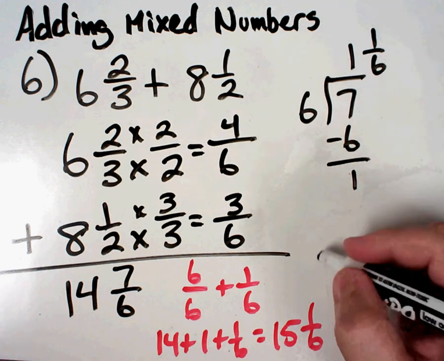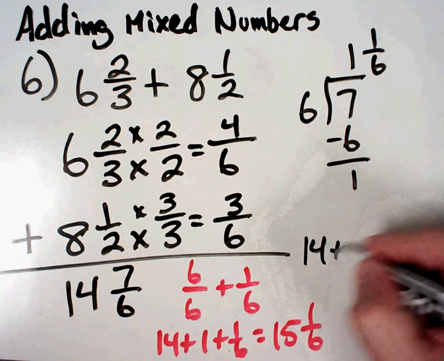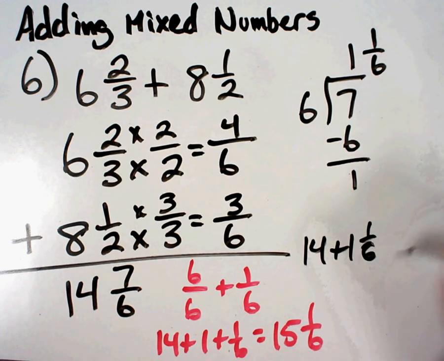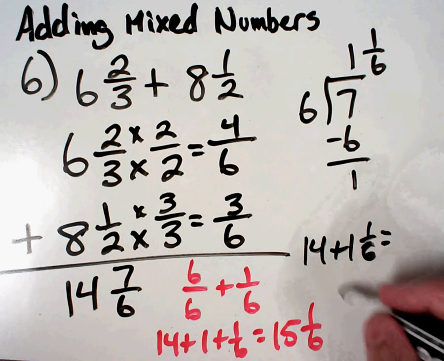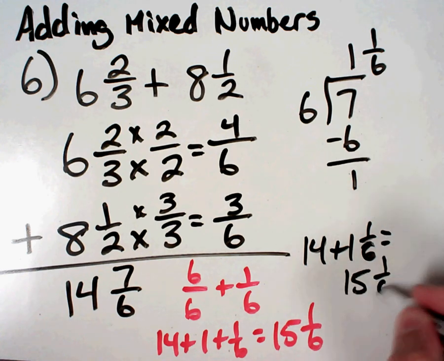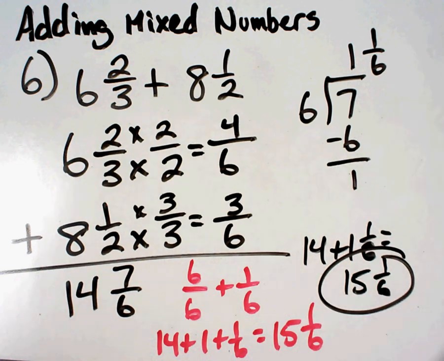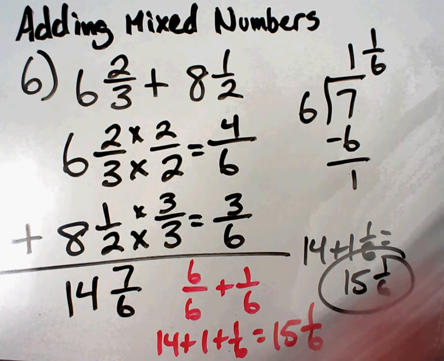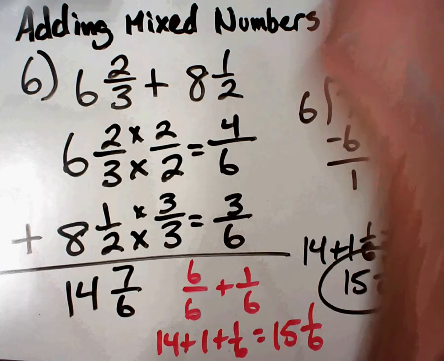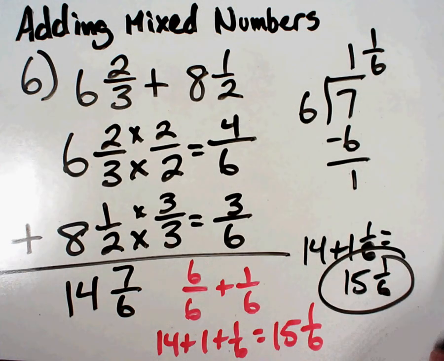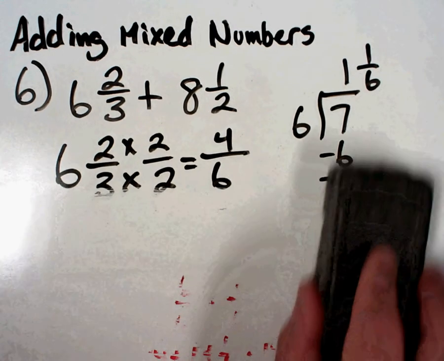So I'm going to get 14 plus 1 and 1/6, which will give me 15 and 1/6. I'm going to get to the same place as far as my answer goes. And some of you are at the point now where you know, hey, I can just pull 1 whole out of that by pulling 6/6 out of it and having 1/6 left over. All right, on to number 7.